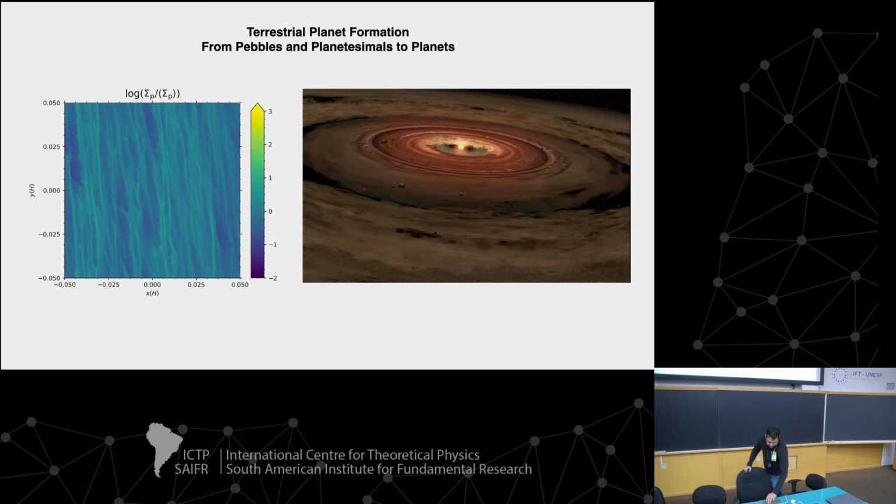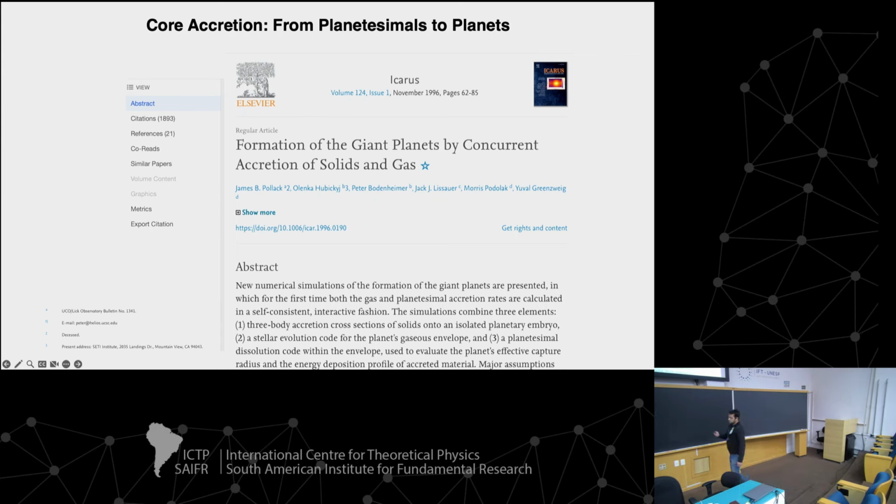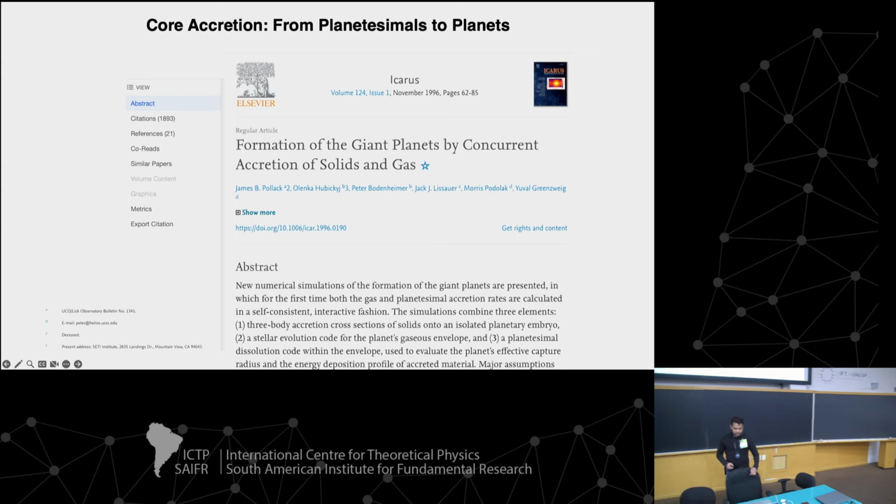We have that the planetesimals are forming, right? And then we have to find a way to make them grow. The first thing that you can think of would be, all right, you have planetesimals in there. They are going to collide with each other, right? And then by this way, you can make the cores grow. That is the core accretion model via planetesimal accretion. This is the paper that laid the foundation of that, Pollack et al. 94, a classic in the field.